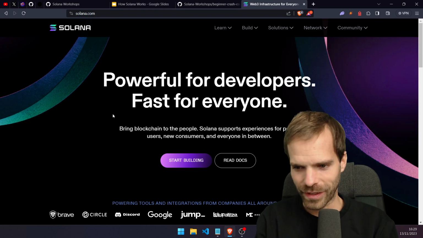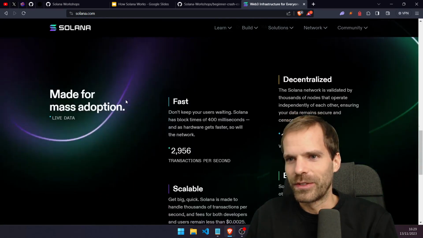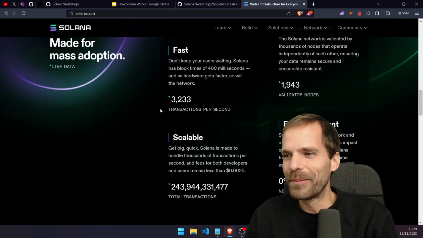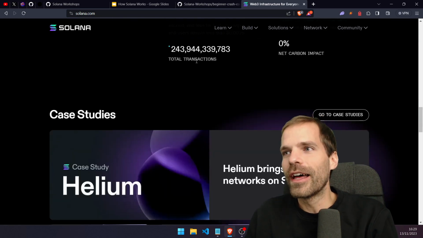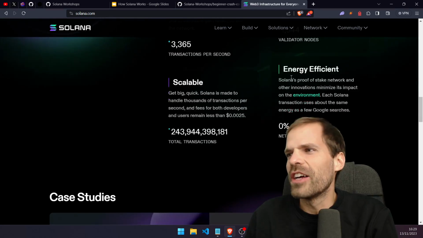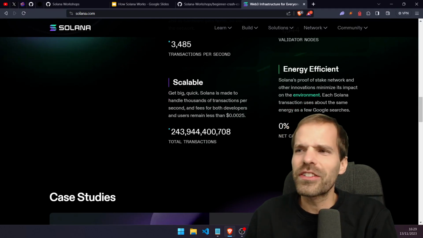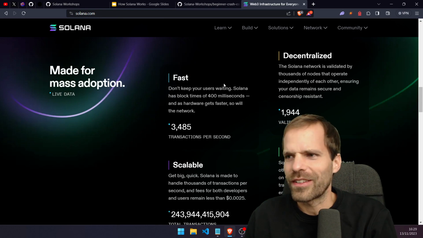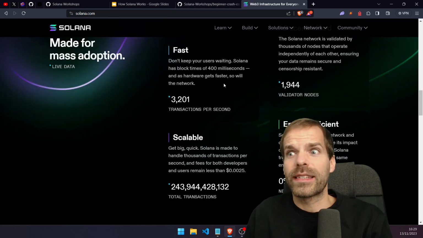Okay, to the basics. It can't be so difficult to find just a made for mass adoption. I haven't been on this page. This is fun though. The total amount of transactions counted up quite fast. Decentralized, energy efficient, scalable. There's, okay, and fast. Yes, of course it's fast. Of course, yeah. But what is it?